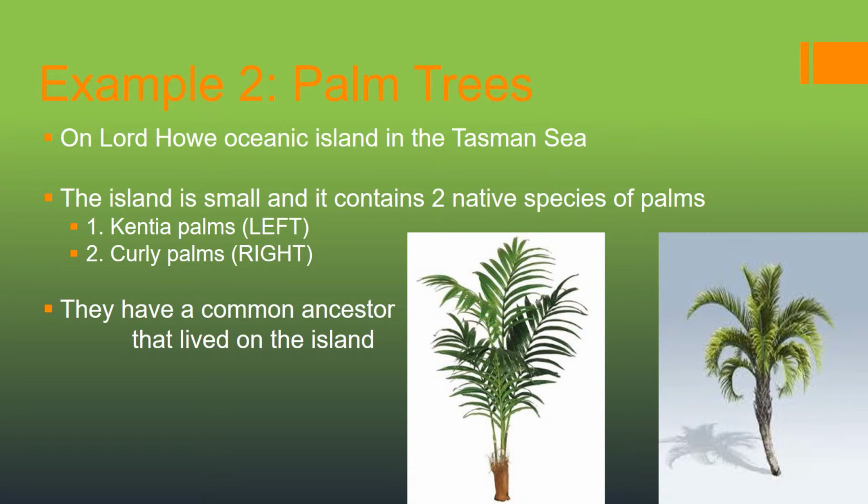A second example are palm trees. On Lord Howe Oceanic Islands in the Tasman Sea. The island is small and it contains 2 native species of palms, the Kentia palms and the curly palms. They have a common ancestor that lived on the island in the past.